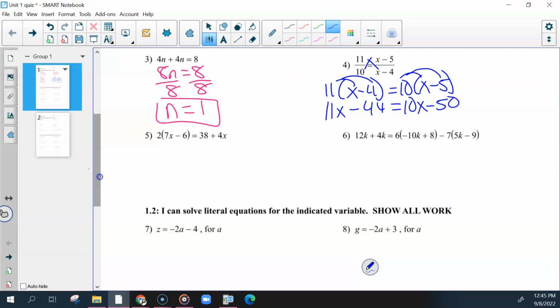And then you had choices. So I think I saw a lot of moving 10x over and then adding 44. If you did it the other way, that's fine, as long as your math is correct. So this would give us x equals -6, or 1x equals -6. Either of those is fine, but that was your final answer. Do we have questions, confusion on that one?